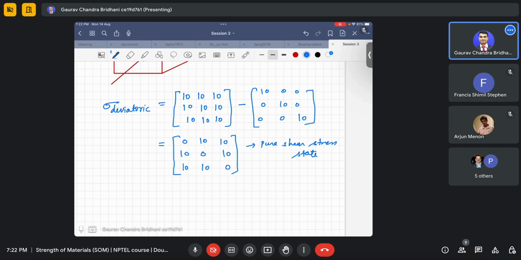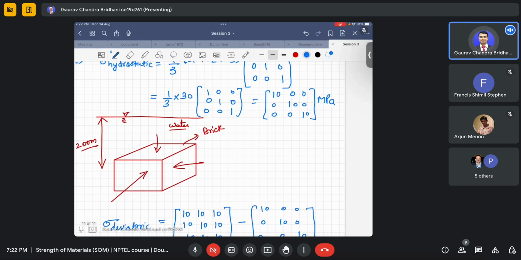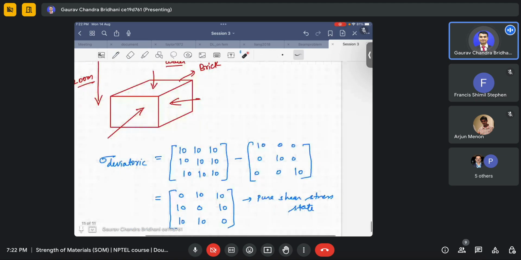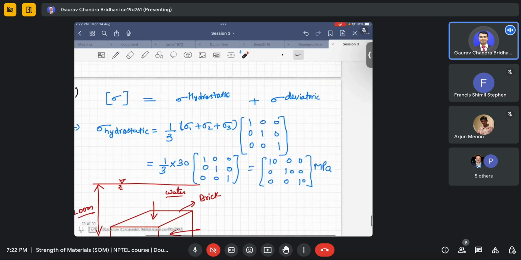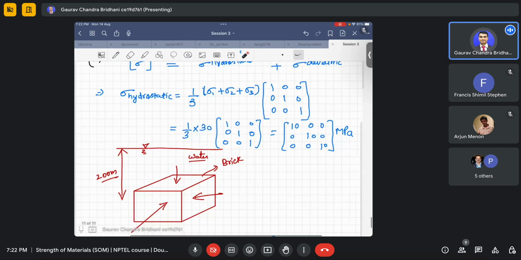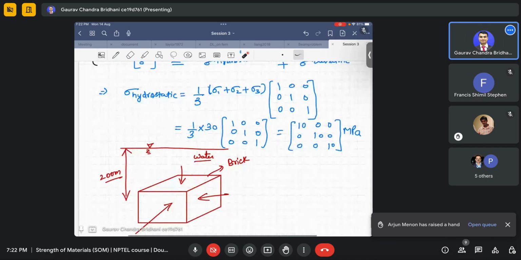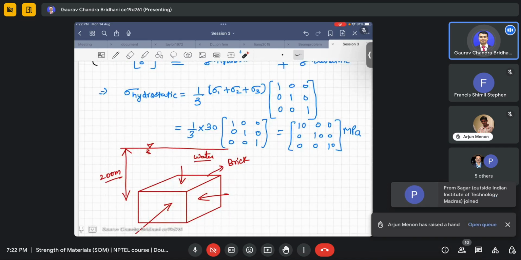So we have found the hydrostatic stress tensor, and we have found the deviatoric also, and we say that the total stress tensor is a linear combination, a simple combination, of hydrostatic and deviatoric. When we are in the linear elastic regime, everything is linear, so we can do that. This is also widely used in plasticity, which you will understand when you learn about it in further courses. Arjun has a question, I think.